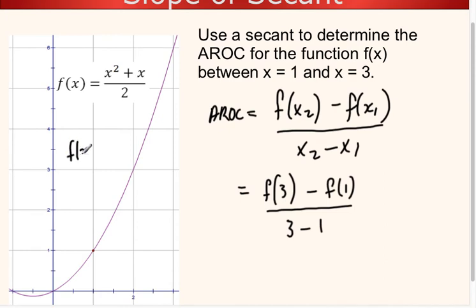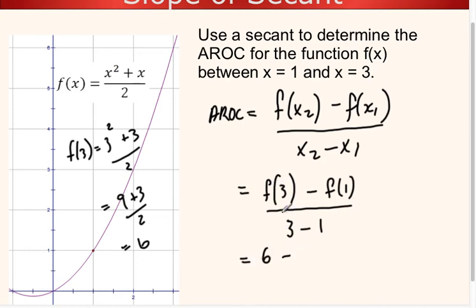So f at 3 is, I plug in 3, because that's how we find out the y. Plug it in the equation. So that's 3 squared plus 3, divided by 2. So that's 9 plus 3 divided by 2. That's 12 divided by 2, which is 6. So f at 3 has a value of 6.